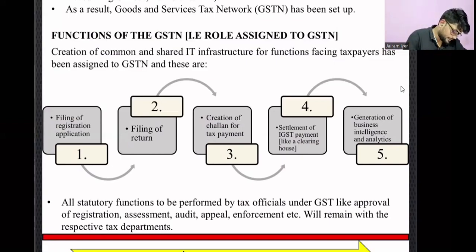Settlement of IGST payment, like a clearing house. We just discussed how the central government will apportion the SGST, the state government tax amount, to the states. All of that is done by them. Generation of business intelligence and analytics, through different software and functions. What we see right now for GST all falls under their category.